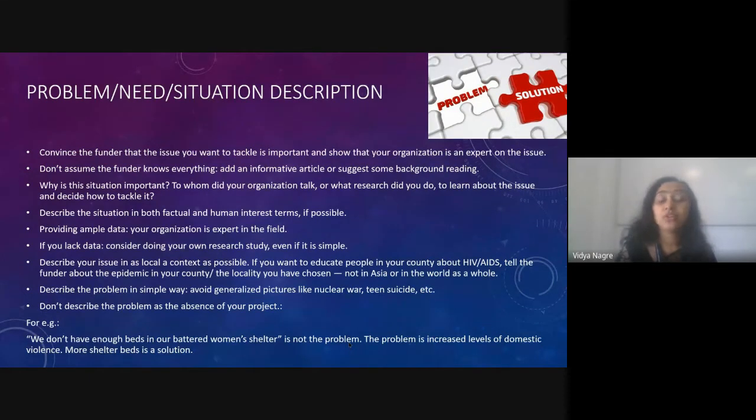Don't assume the funder knows everything. Add an informative article or suggest some background reading to them. For example, you have come out with some research on water pollution in the Pune region, where I belong. Pune is actually very blessed with a beautiful ecology, and there are many rivers around. But all the rivers are beyond usable capacity. They have become more like huge drainages because of the kind of pollution that is thrown into those waters, right?